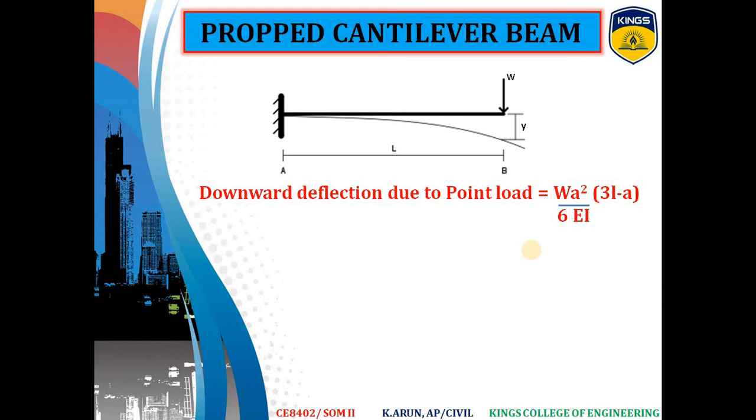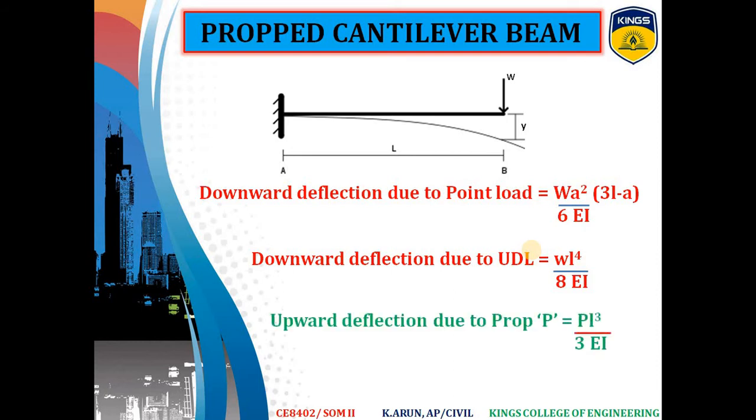For example, if it is a point load, then we have the formula WA square by 6EI into 3L minus A. Similarly, if the deflection is due to UDL, then the formula will be WL power 4 by 8EI. The upward deflection due to prop reaction is PL cube divided by 3EI.